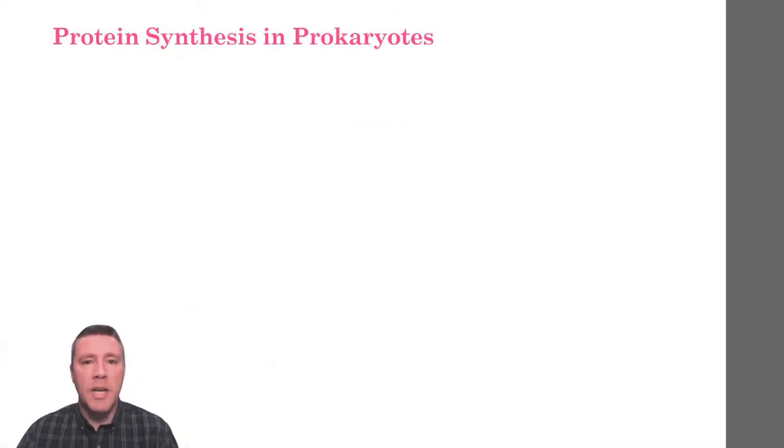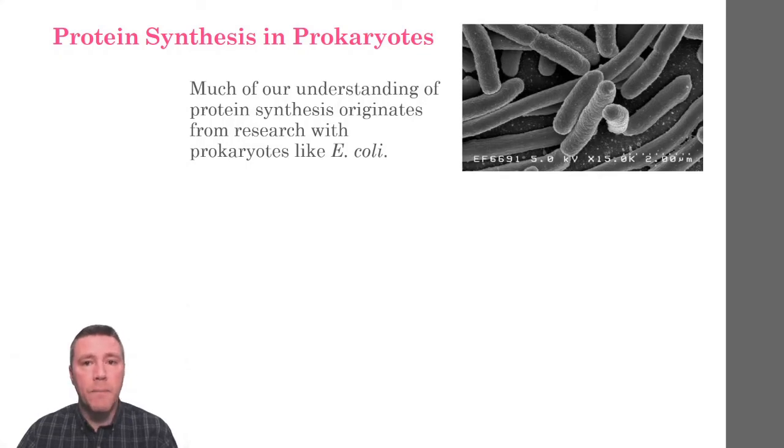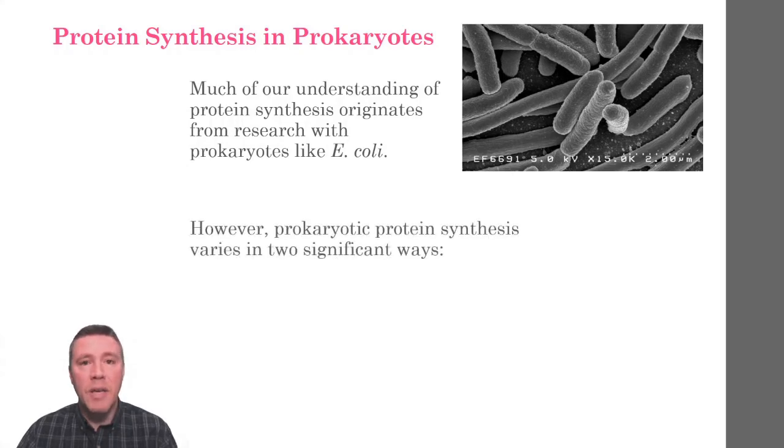A lot of our understanding of the processes involved in the manufacture of proteins comes from our study of bacteria, especially E. coli. Much of what is involved in building a protein occurs in identical ways in prokaryotic and eukaryotic cells. In both cell types, information from DNA is copied into an RNA molecule by RNA polymerase, which is then acted upon by a ribosome to assemble amino acids in a specific order. However, there are two quite significant ways in which protein synthesis in prokaryotes differs from that in eukaryotes.